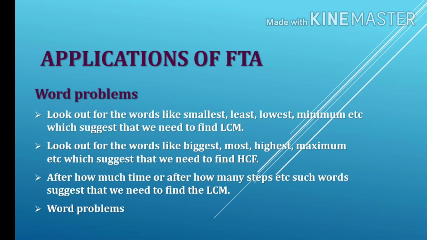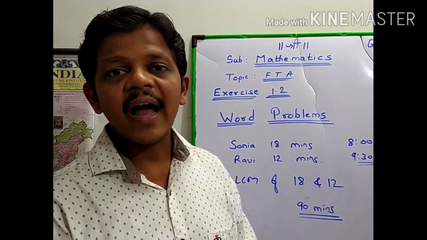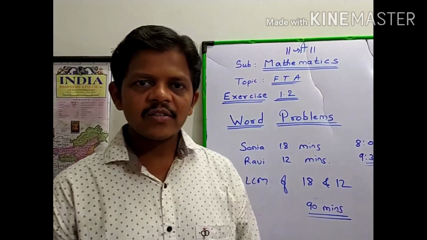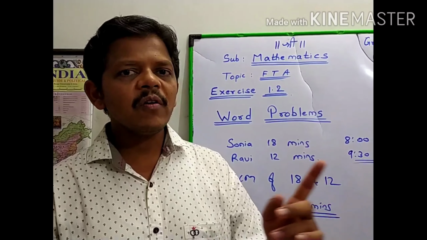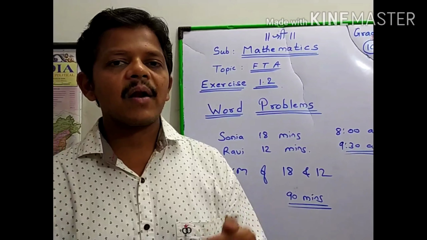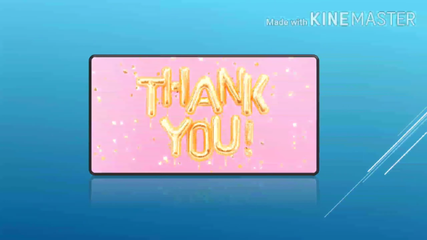But the important point is, words like least, lowest, smallest, minimum suggest LCM. Words like highest, biggest, most suggest HCF. And after how much time and after how many steps suggest LCM. Again, the height of the stack, maximum, suggests HCF. So that's all about the applications of FTA. Children, you will go through the video carefully, one application at a time, understand it, write it down, solve the problems. Have a nice time. Thank you.